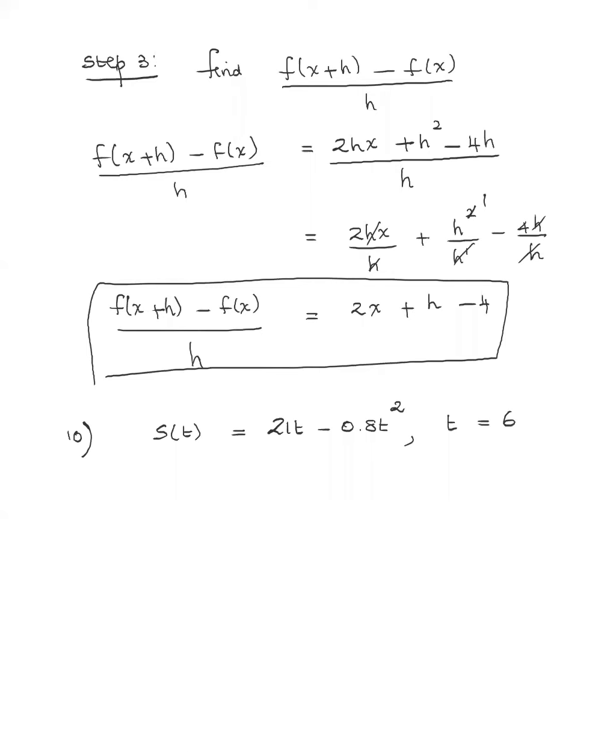So plug in 6 for t on both sides, and then use your calculator to get the answer. So I'm plugging in 6. When I used my calculator, I got 97.2 meters. So that is the end of section 3.1.